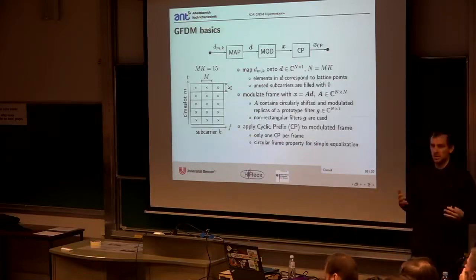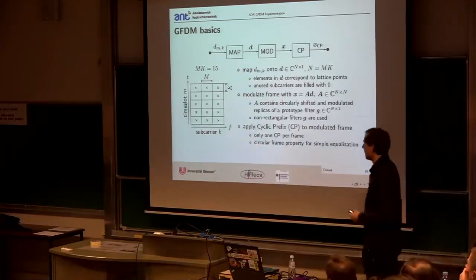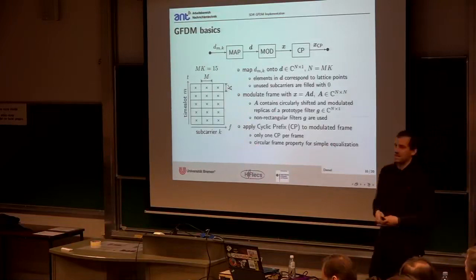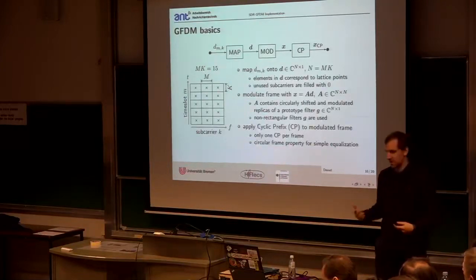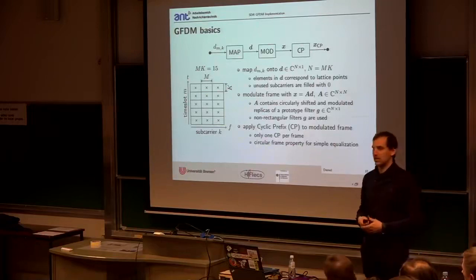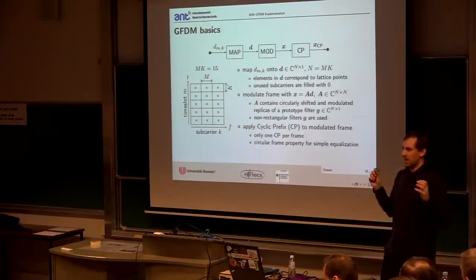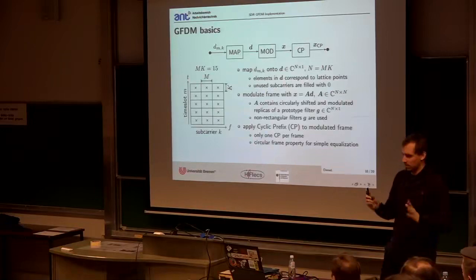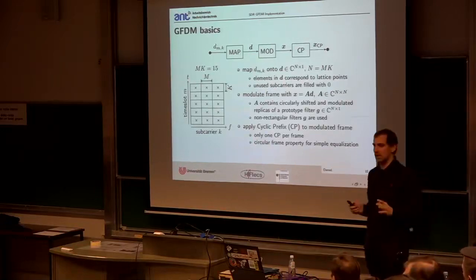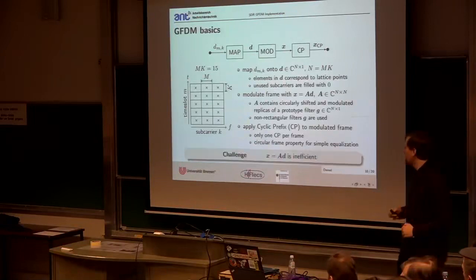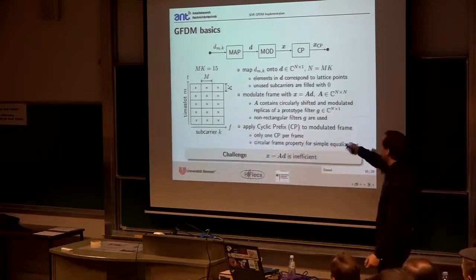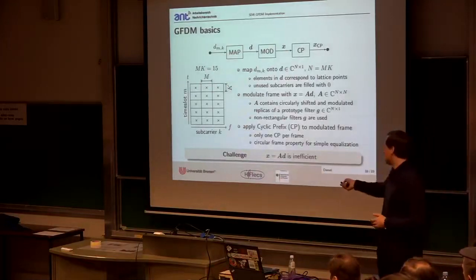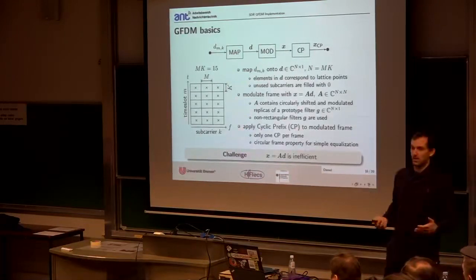Why do we want to have a cyclic prefix? Well, this also translates to a circular frame property, and that in turn translates to a simpler equalization technique. So we have simpler equalization if we use a cyclic prefix, hopefully. So we want to have that, and it's great that we can have that with GFDM too. Okay, so there's one challenge. I told you A is just a matrix, and this matrix might be quite large, so this multiplication is very inefficient, and we want to improve on that.